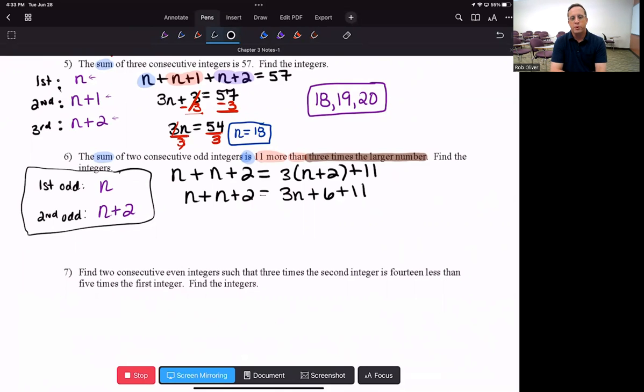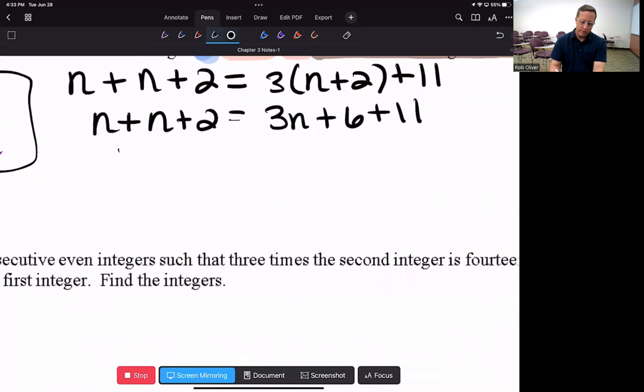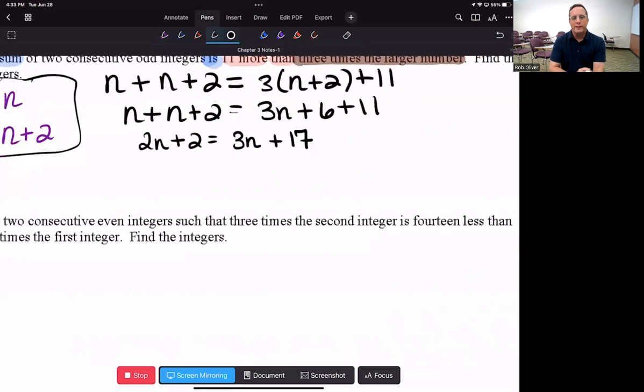So clear parentheses on both sides. Only one side had the parentheses, so we do that. Now let's put together like terms on both sides. So now you've got 2n plus 2 equals 3n plus 17. And now let's get variables on one side. So I'm going to take away 2n from both sides.